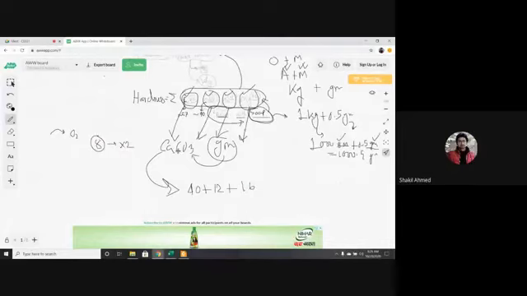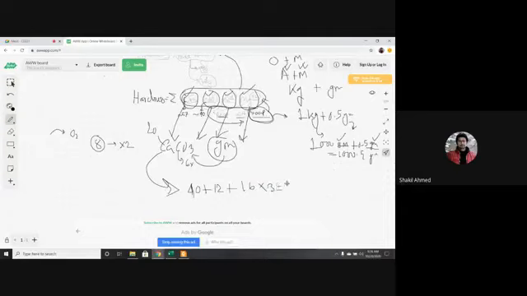What is the atomic number of carbon? 6. 6 into 2 is 12. What is the atomic number of calcium? That's 20, right? So 20 into 2 is 40. Now 16 into how many oxygen? 3. So tell me what's the value? Calculate it. 100.